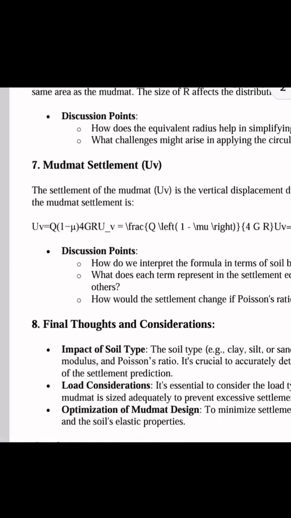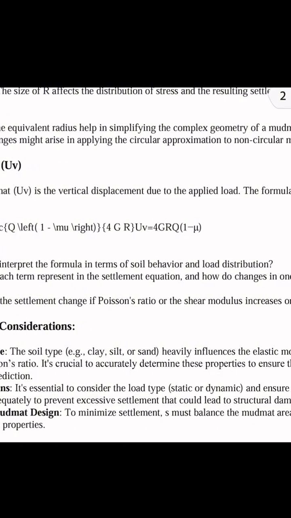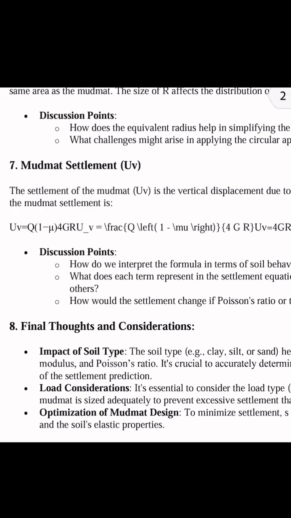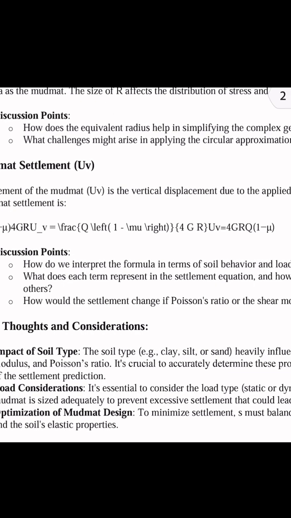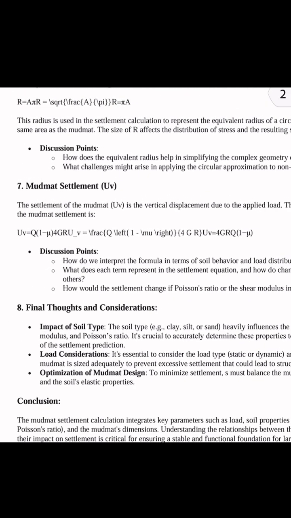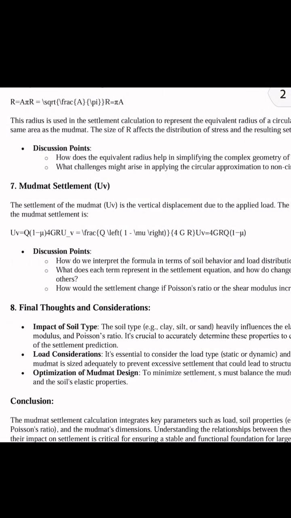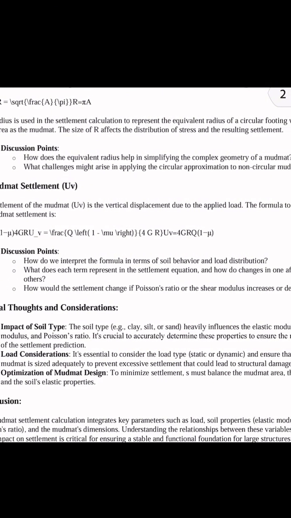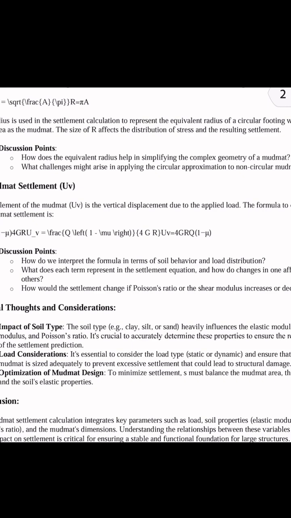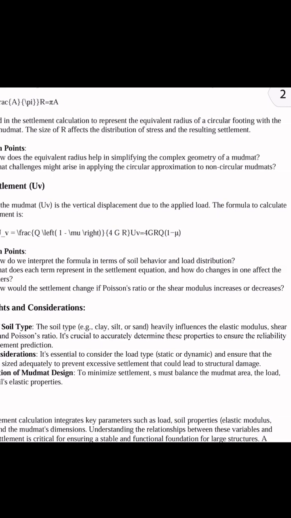And Mudmat settlement. The settlement of the Mudmat is vertical displacement due to the applied load. The formula to calculate the Mudmat settlement is UV, that point we can see it. And how do we interpret the formula in terms of soil behavior and load distribution? What does each term represent in the settlement equation? So we have to see term by term.